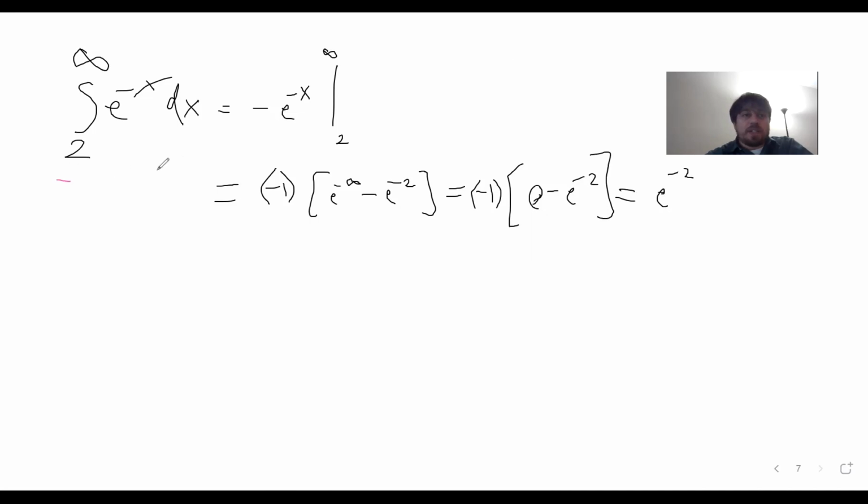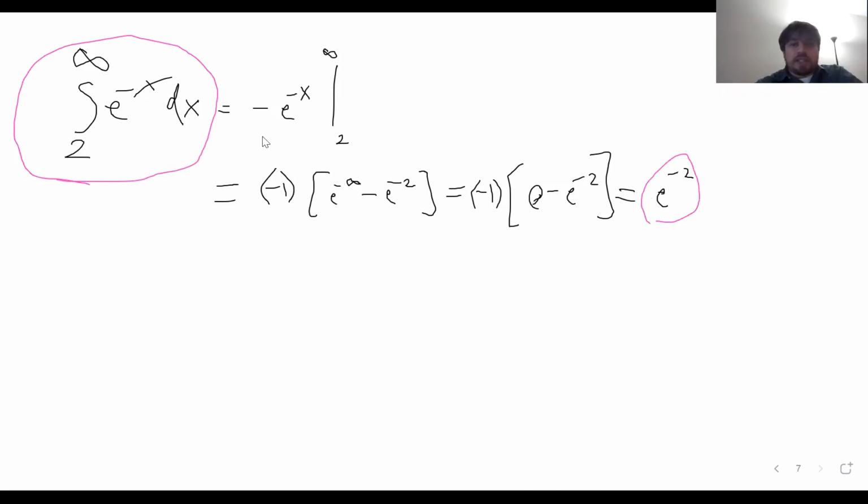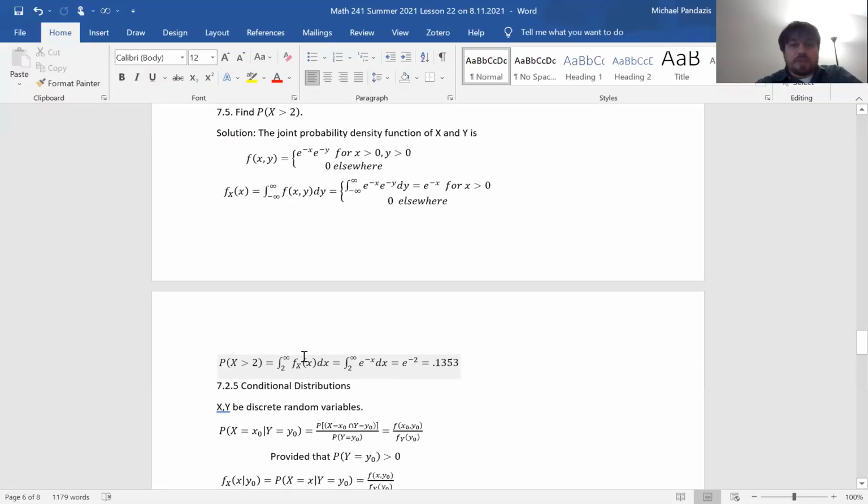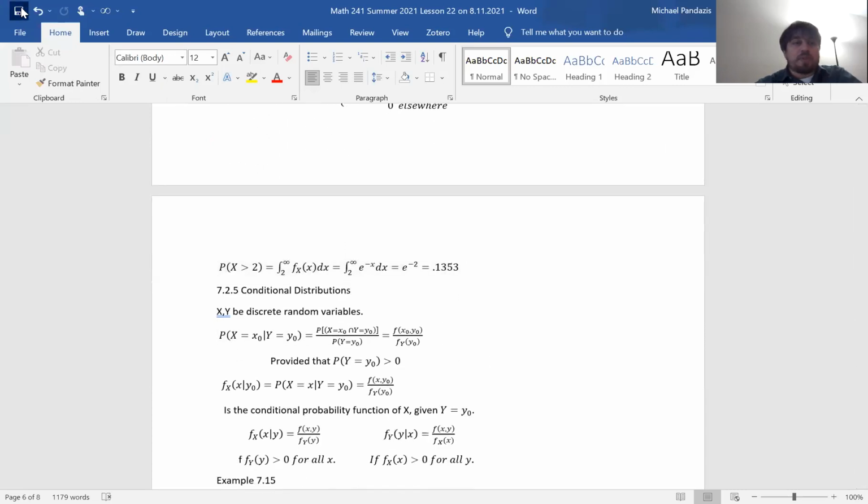So this is equal to e to negative 2. So it's just 2 to infinity there, same thing. It's e to negative 2, which is 0.1353.